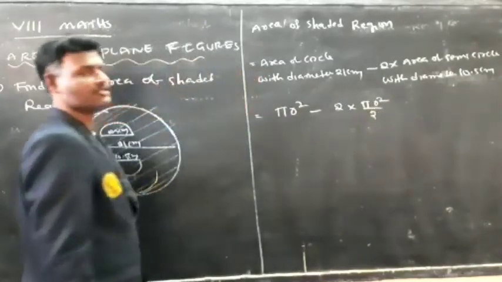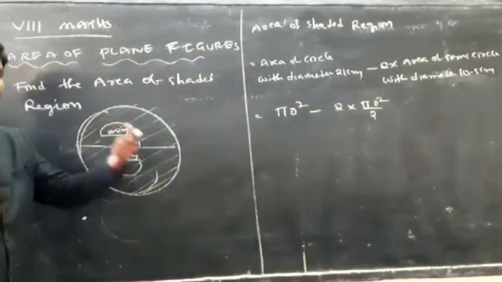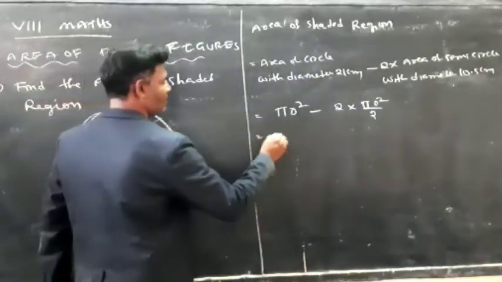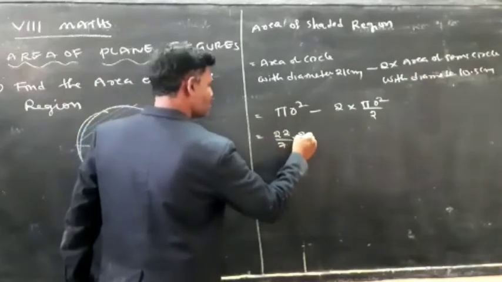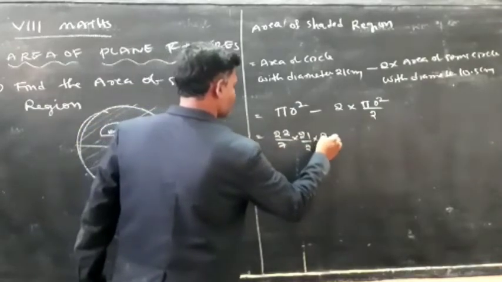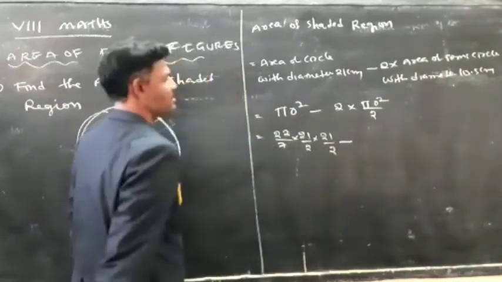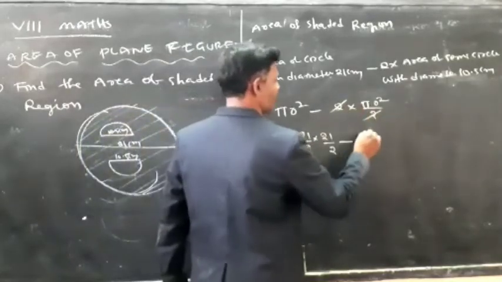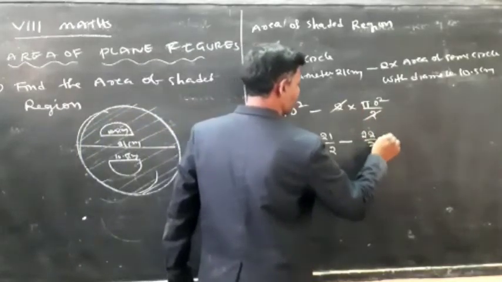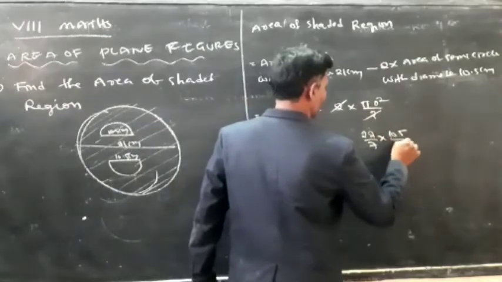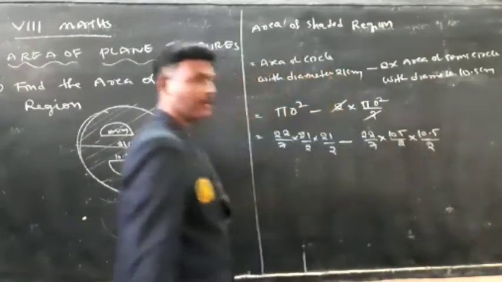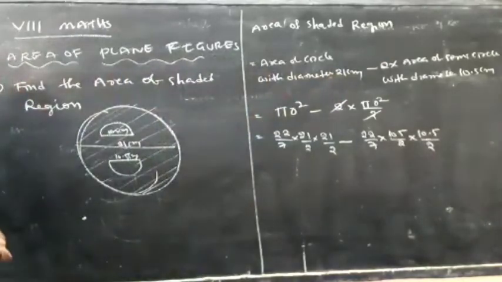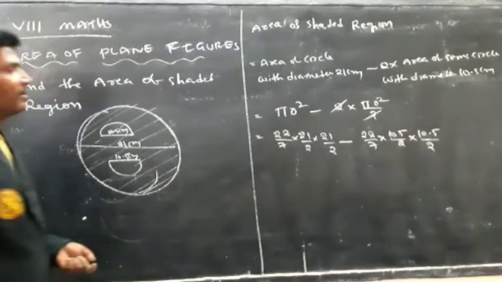If diameter is 21, then radius is nothing but 21 by 2. Here, 22 by 7 into 21 by 2 into 21 by 2 minus 2, and 2 gets cancelled, 22 by 7 into 10.5 by 2 into 10.5 by 2. Why 10.5 by 2? 10.5 is nothing but the diameter of the smaller circle.